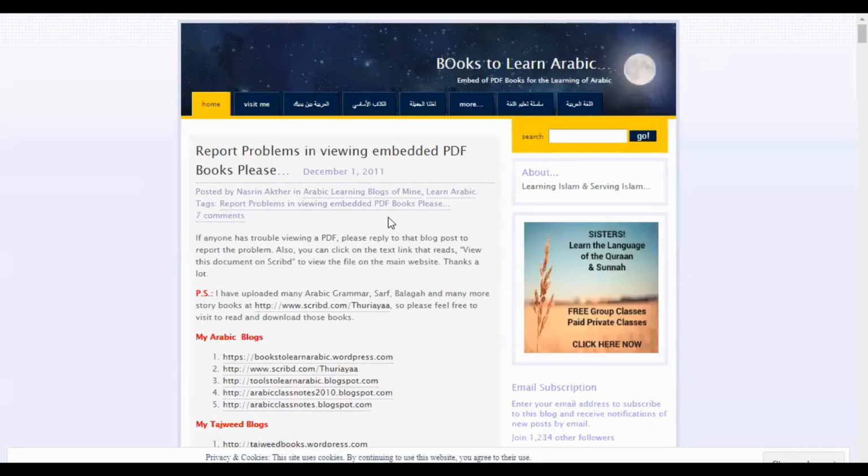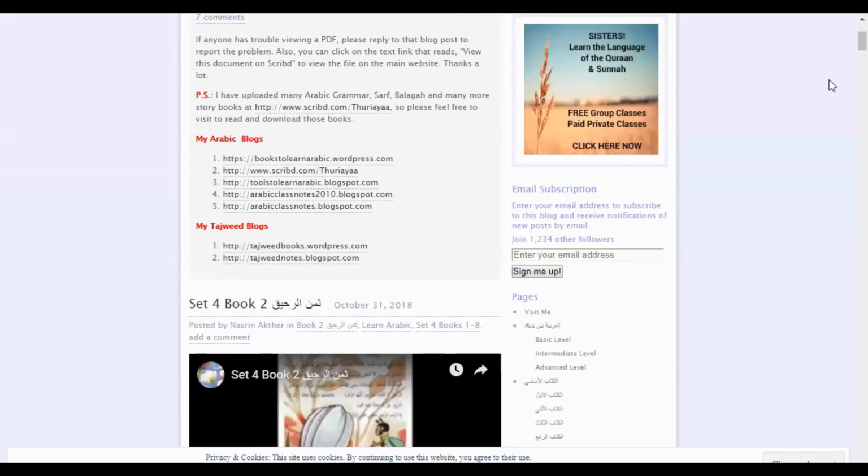The name of the website is Books to Learn Arabic dot wordpress. Some sister, Nasreen Akhtar, also started learning, and then she found Books to Learn Arabic. Yes, this is the book.